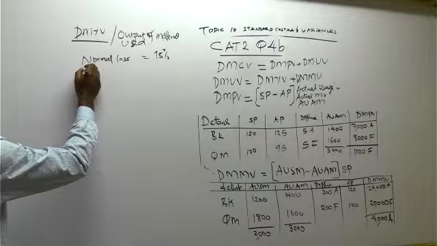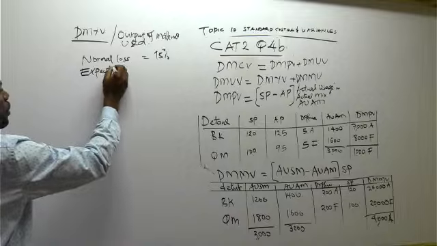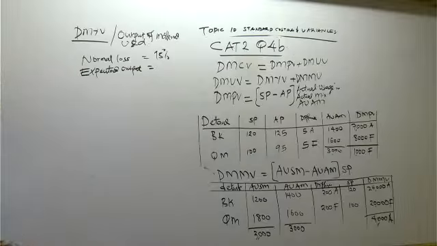Now, my question is, we have normal loss, then this is expected output. Expected output ni ngapi? Expected output unaleta 100% ndani, 15% unapoteza. What do you expect? Mtu ananiambia expected ni 3,000 kgs.